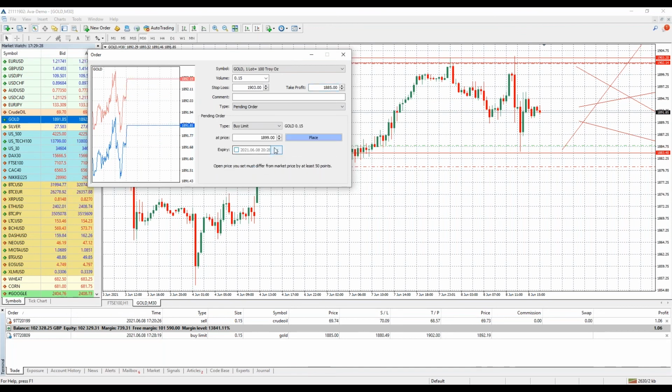Whoops, I think I put an incorrect parameter. Let me check. That's because I wanted a sell limit. 1899 is where we get in up here. Sell limit sells from a higher point, and we've got our stop loss higher, our take profit lower.